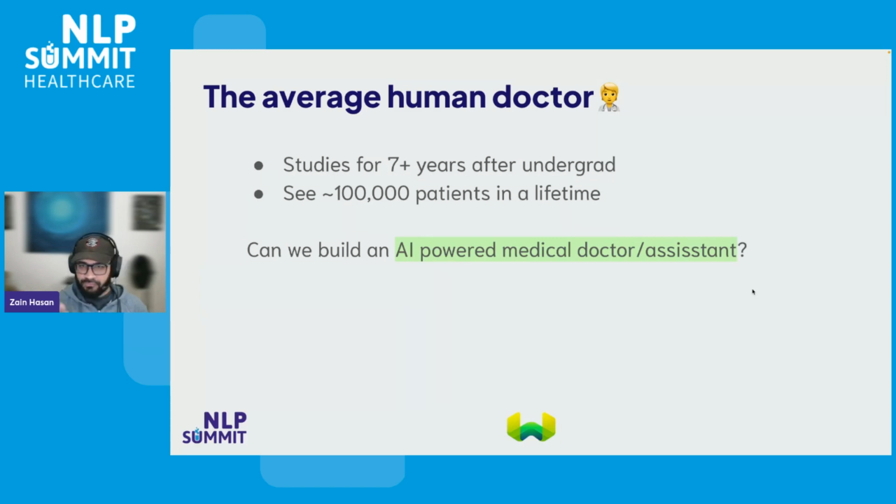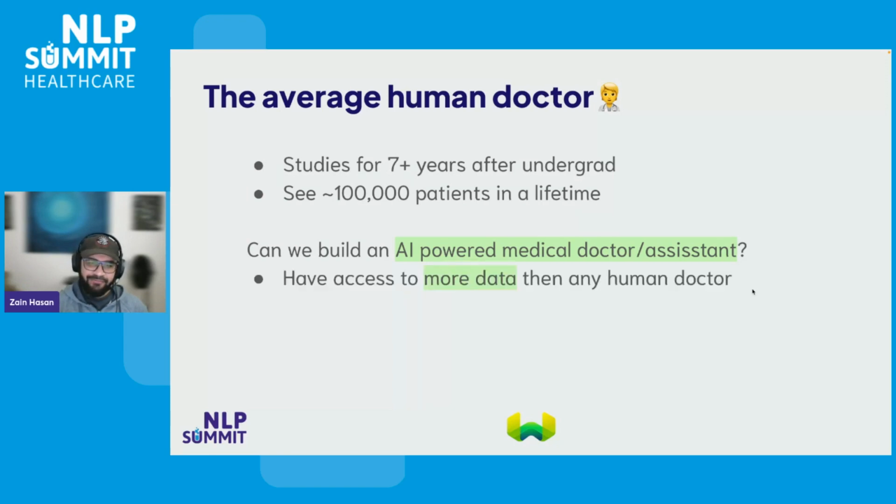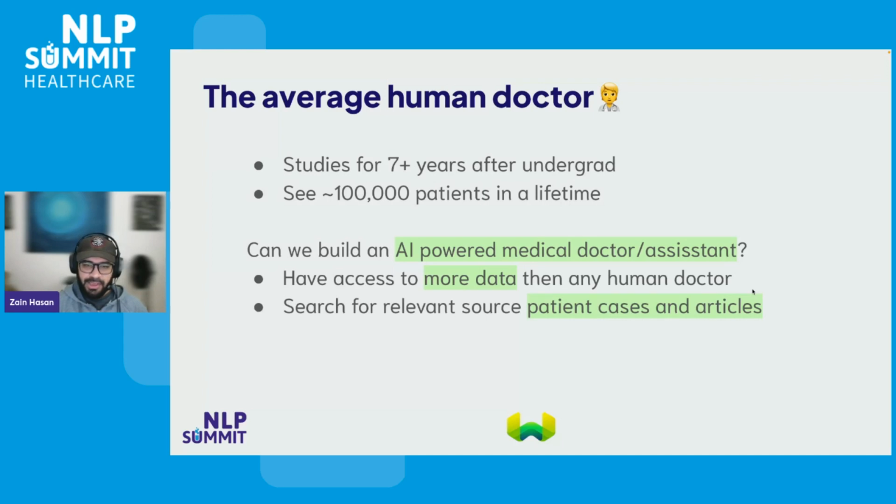Some of the qualifications for this would have to be that it needs to have access to more data than any human doctor, right? Because it's AI powered, because it has the ability to retrieve information from a knowledge base, it can now retrieve from more information than any human can possibly have. It needs to be able to search for relevant information. There is a sea of data out there. It needs to determine which other patients and which other articles are related to the current patient that it's trying to diagnose or assist.